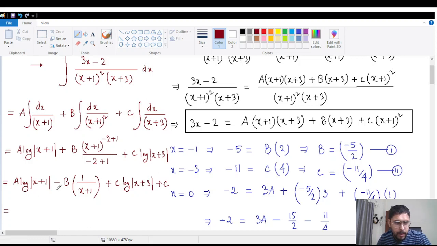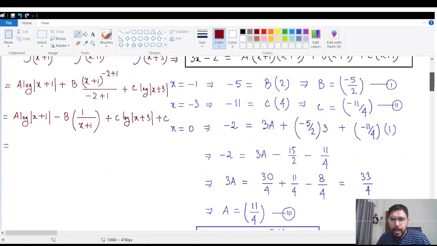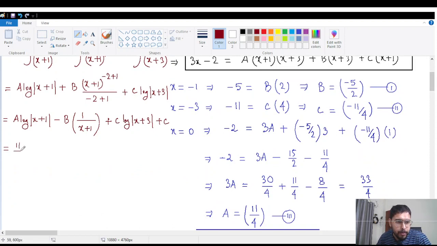So now let us put the values. So the value of a is 11 by 4 log of x plus 1. Now minus b, so b is -5 by 2, so minus b will be plus 5 by 2, and the x plus 1 will be in the bottom, and plus c is -11 by 4 logarithm of x plus 3 plus c. Okay, you can keep this as the final answer.